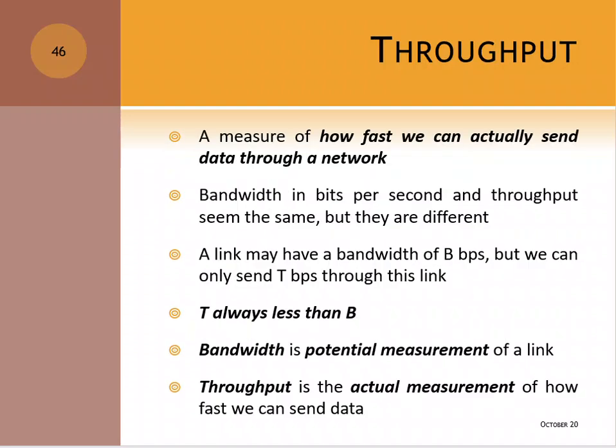Okay, nampak sama seperti throughput, but they are different walaupun unit yang digunakan adalah sama. Okay, a link may have a bandwidth of B bits per second, but we can only send T bps through this link. Okay, T is always less than B. So the difference is, B bandwidth is the potential measurement of a link. Throughput is the actual measurement of how fast we can send data.